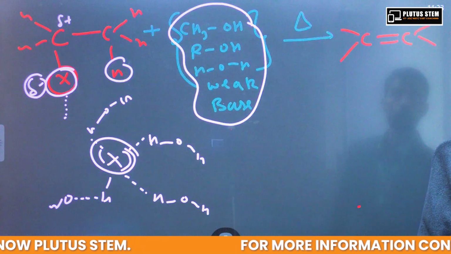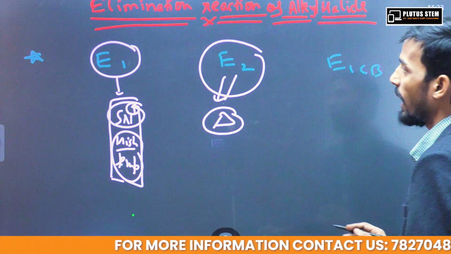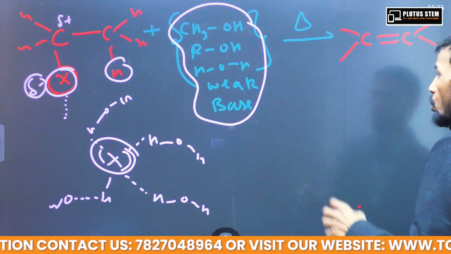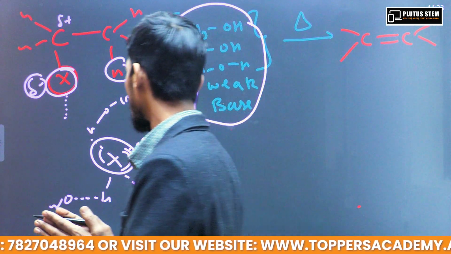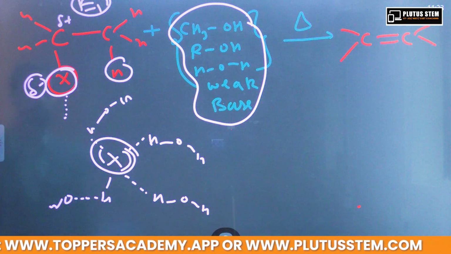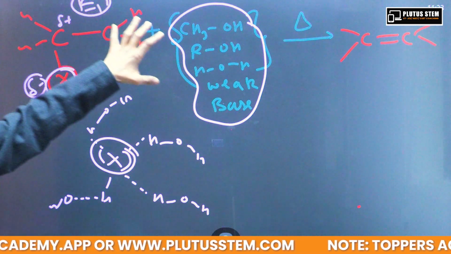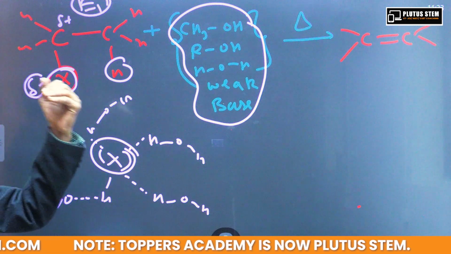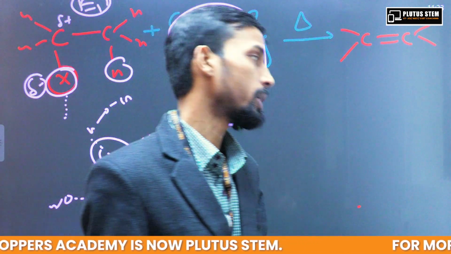So now we will quickly revise all these things. We have told you that there are three types of reaction: E1, E2, E1CB. Firstly we discussed the E1 reaction. In this E1 reaction, I have told you that some weak bases are taken in the presence of heat, to drive the reaction more towards elimination.